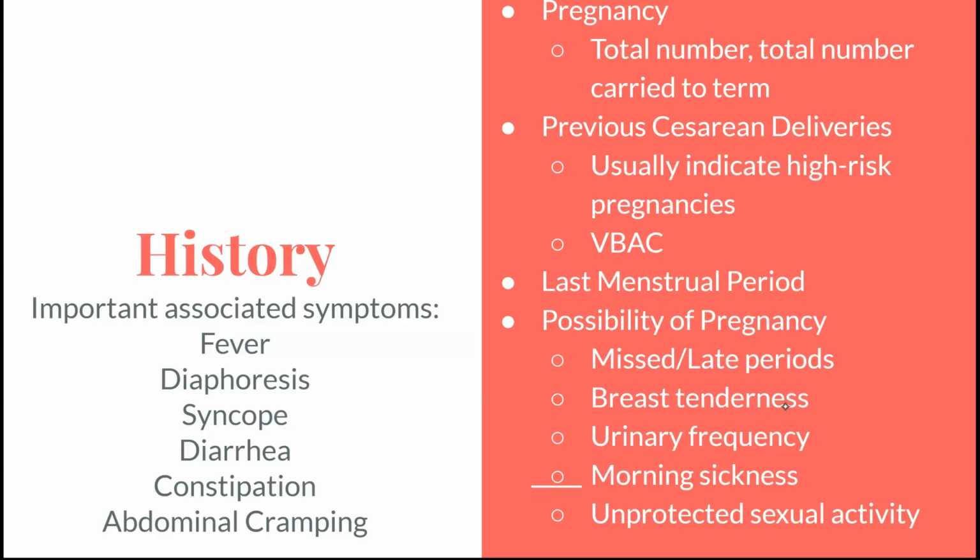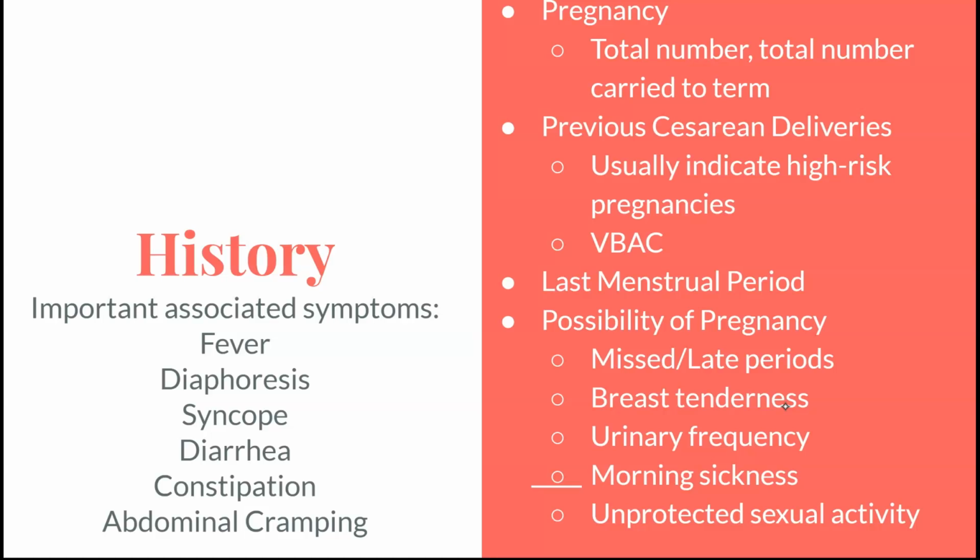Important things that you should check with a woman when you're taking a history. Pregnancy. Okay? GPA. Gravida, para, abortion. Okay? Gravida is how many pregnancies. Para is how many have been carried to term. And abortion is how many miscarriages, etc.